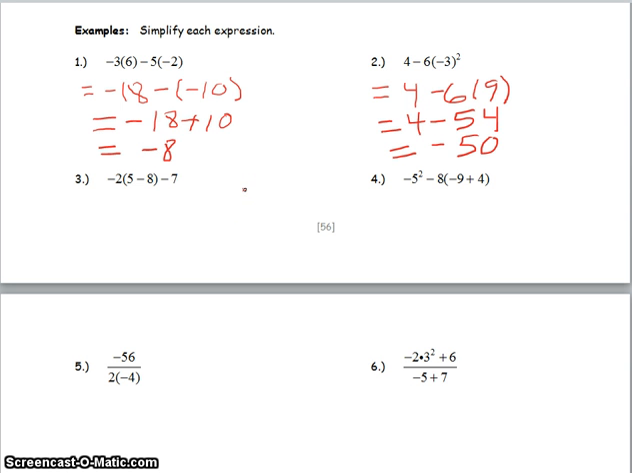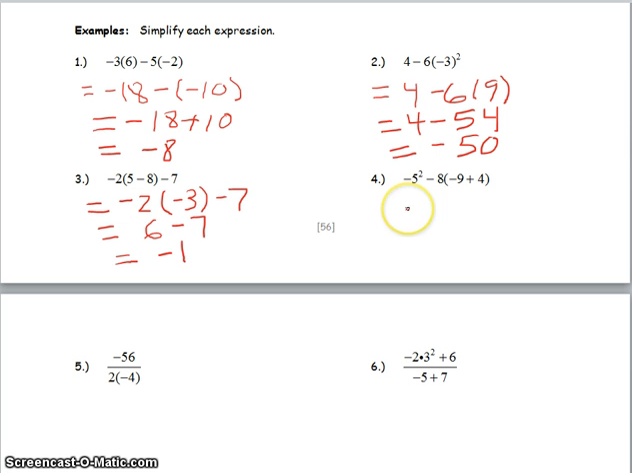Now we go to problem number 3. Now this time, inside of our parentheses, we actually can do something inside of our parentheses, unlike problems 1 and 2. So we do our parentheses first. We have -2 on the outside. 5 minus 8 is -3, minus 7. Now we're left with multiplication and subtraction. -2 times -3 is +6, and we bring down our -7. 6 minus 7 will give you -1.